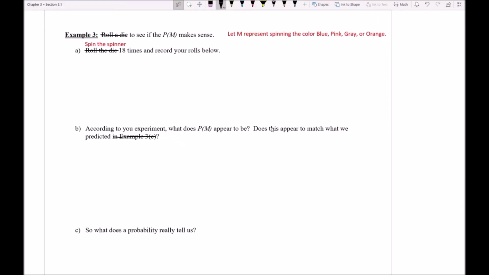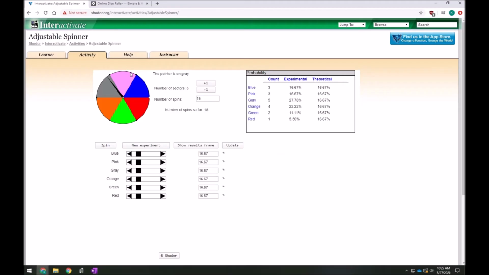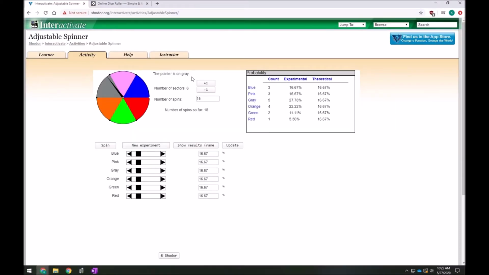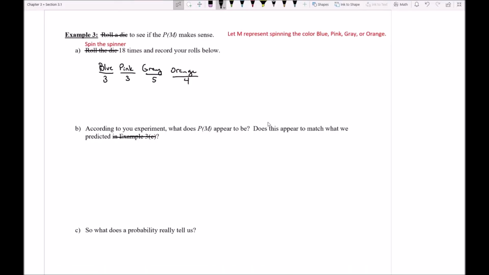So it looks like I had blue and pink happening 3 times. I had gray and orange happening 5 and then 4. So gray happened 5 times. Orange happened 4 times. And then green was 2 and red was 1. Green happened 2 times and red happened 1.